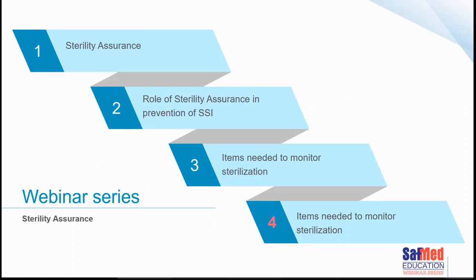This is the fourth webinar in our Sterility Assurance webinar series. In the last 4 events, we've learned to understand what sterility assurance is all about. We've learned about the role of sterility assurance in the prevention of surgical site infections. And now in webinars 3 and 4, we're covering all the items that we need to be able to monitor our sterilization processes.